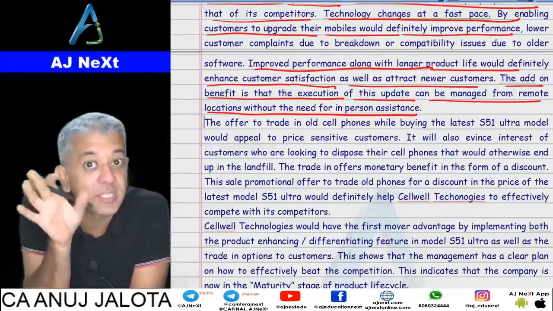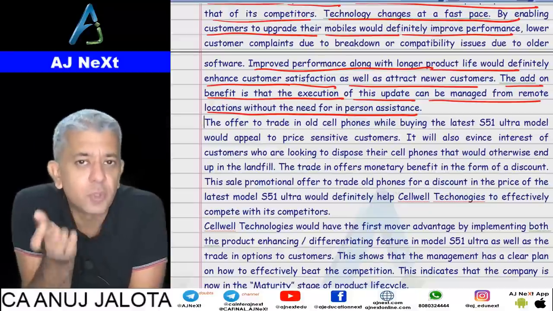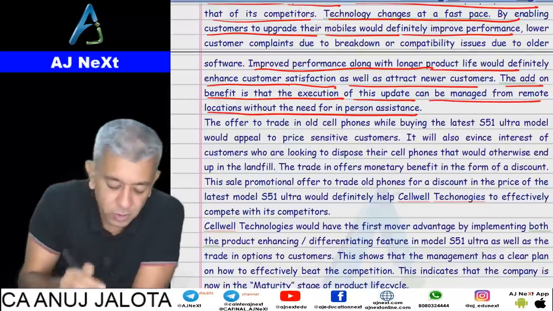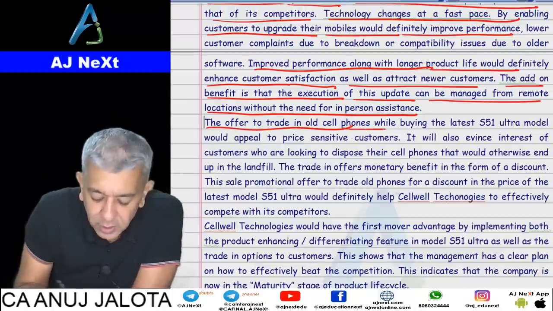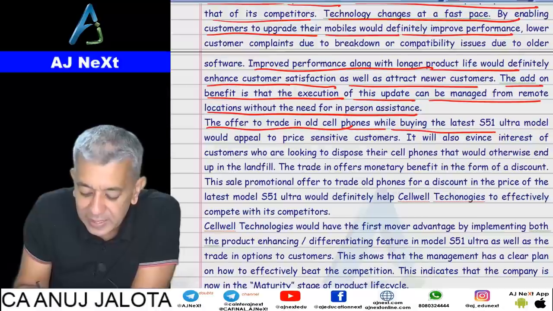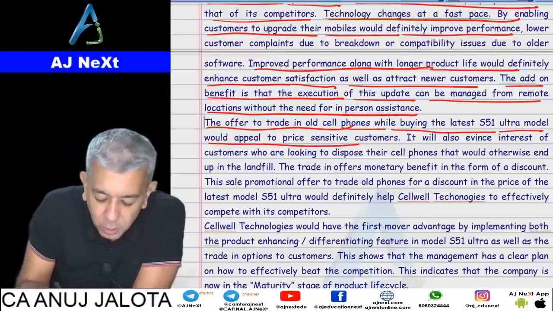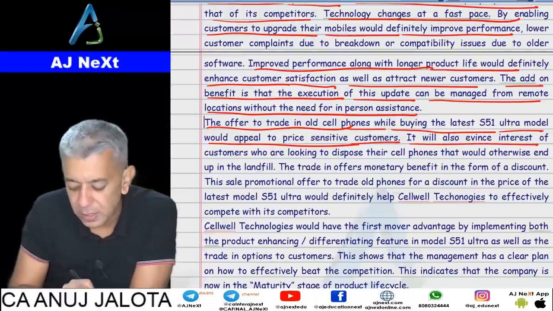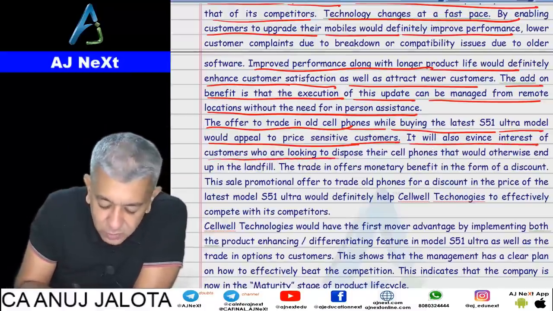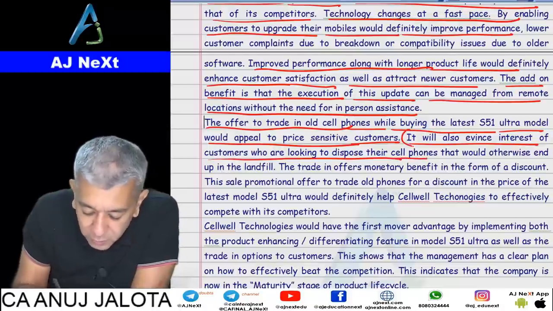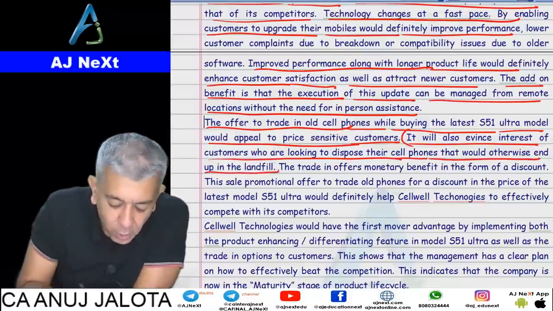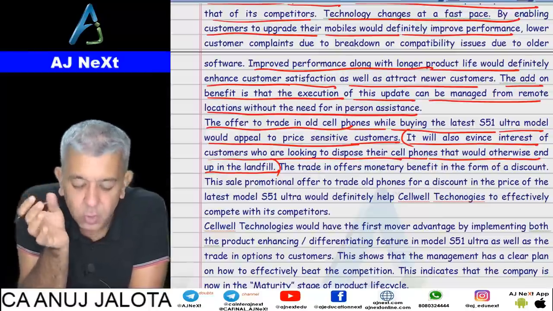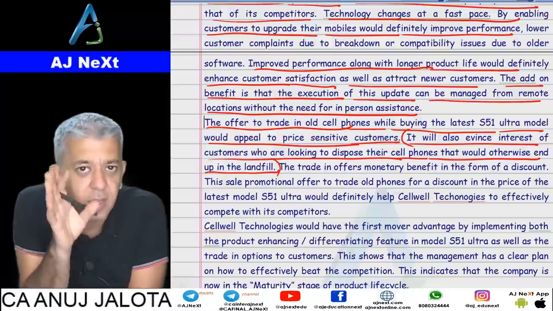So hum log maturity stage ke andar hai, hamara company jo hai, wo maturity stage ke andar hai. And in this maturity stage, we are offering this new feature. Okay, the offer to trade in older phones while buying the latest S21 Ultra would appeal to price sensitive consumers. Okay, it would also win the interest of the customers who are looking to dispose of their old cell phones. Now this is one point that you all should try: that would otherwise end up in a landfill. So hum log yahan pe ek offer wagera de rahe hain.